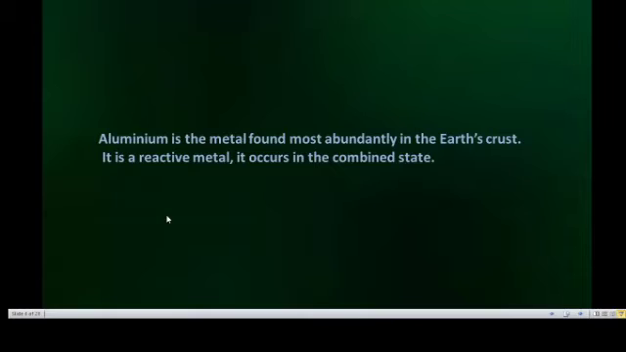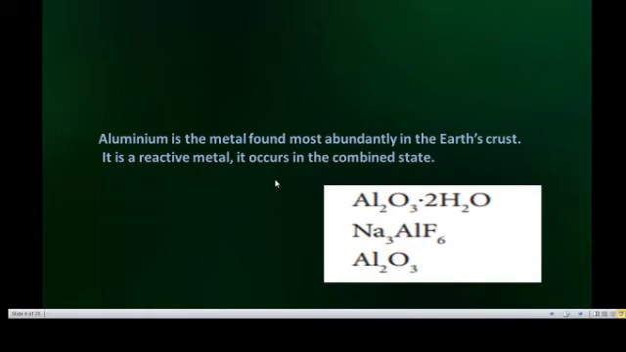Aluminium is a metal found most abundantly in the earth's crust. It is a reactive metal. It occurs in the combined state. What is combined state? Aluminium is present with other elements such as oxygen, hydrogen, water molecule, sodium, and fluorine also. So it is available in the combined form.